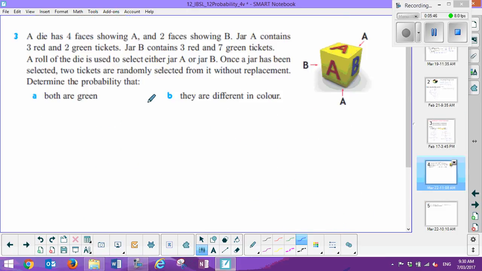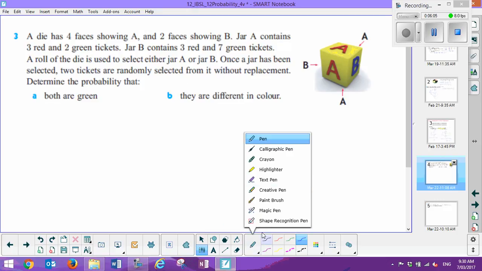In this next one here, we've got a die and we've got 4 faces showing on the die. 4 faces that show A on the die. So we've got 1, 2 underneath and on the back side, 2 faces that are B. Jar A contains 3 red and 2 green marbles.